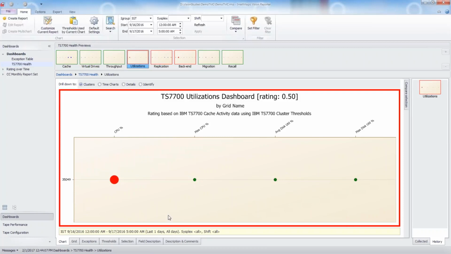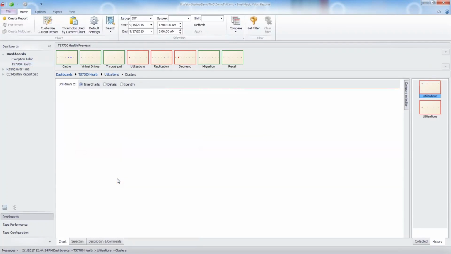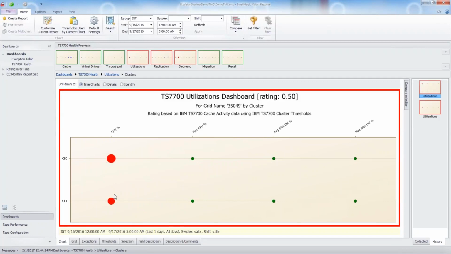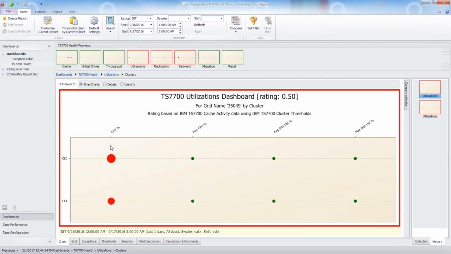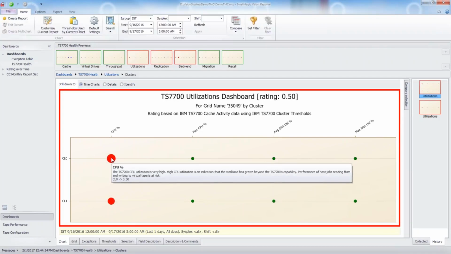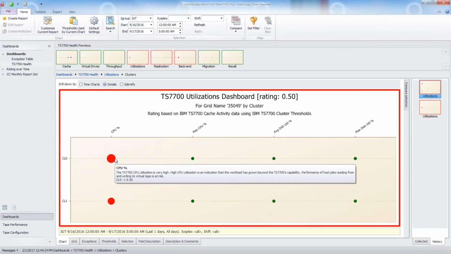If you had multiple grids, we'd be showing multiple rows. But in this particular situation, there's one TS7700 grid, and it's having a problem with CPU percent in terms of CPU utilization. So if I do the drill down, I'll go from here to clusters, and now I'm looking at a variety of clusters, and I see I've got 2 clusters within the grid, and again, both clusters are having an issue with the CPU utilization. Now, if I were to click on cluster 0, for example, it'd show me the time charts. But for the purposes of demonstration, I want to change the order a little bit and actually look at the detail in CPU 0, to give you a little characteristic of what's going on there.